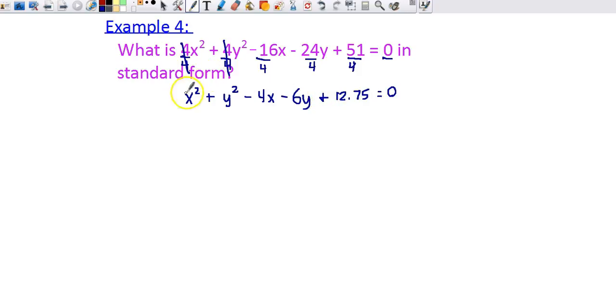So we're going to rearrange. I'm going to put my x's together, put my y's together, bring this over. It's positive, so it'll become negative 12.75. So we'll say x squared minus 4x, y squared minus 6y equals negative 12.75.